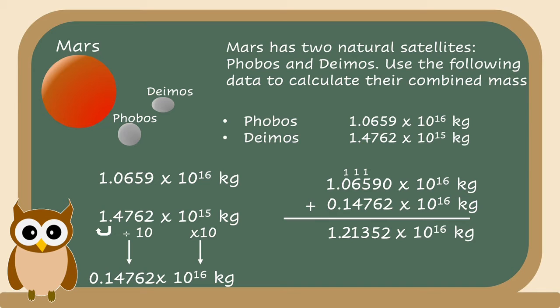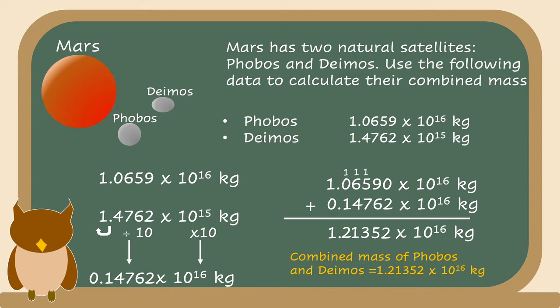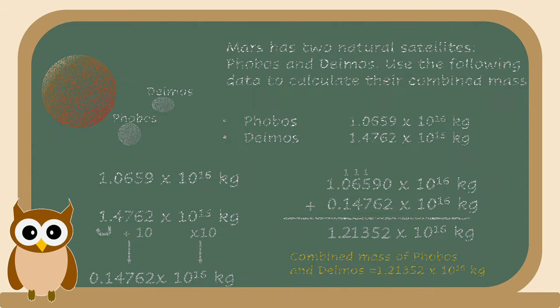This gives us a total of 1.21352 times 10 to the power of 16 kilograms. Therefore, the combined mass of Phobos and Deimos is 1.21352 times 10 to the power of 16 kilograms. And there you have it.